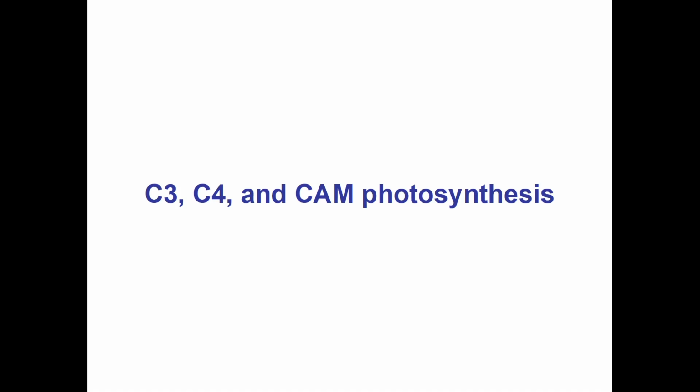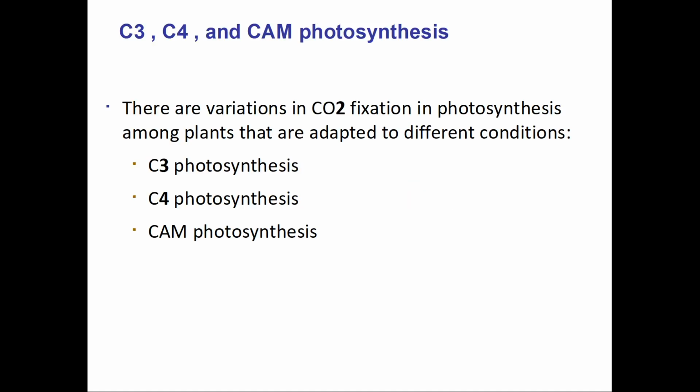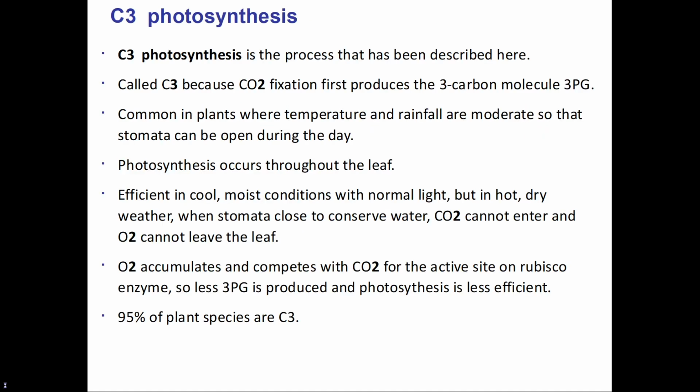We're going to talk about 3 different types of photosynthesis. It happens to be that there are 3 different versions of photosynthesis, and each one is tuned a little bit better for a different environment. They differ in the way that they fix CO2. Now, most of what we've been looking at is C3. It's called C3 because CO2 fixation first produces the 3-carbon molecule 3PG.